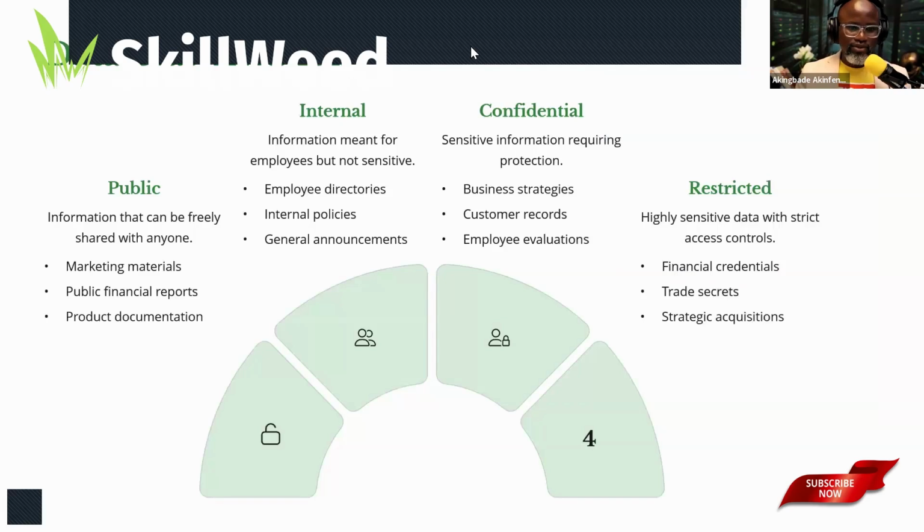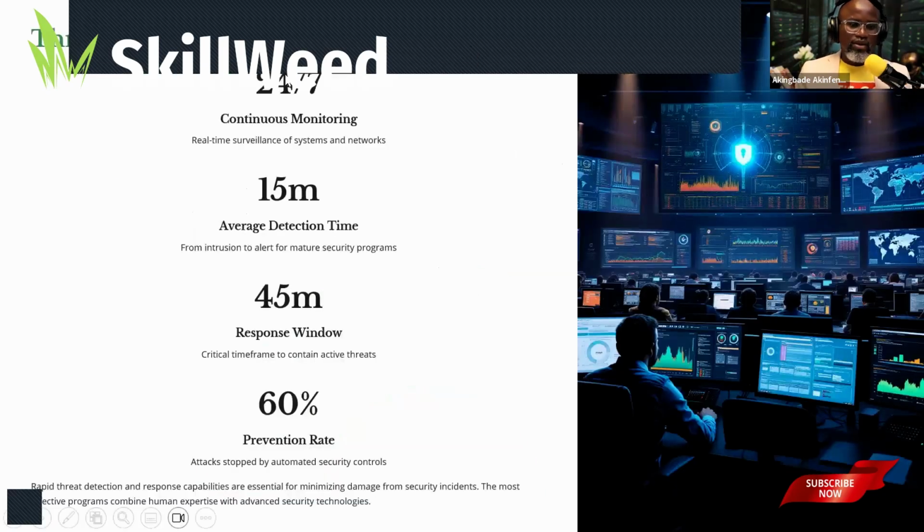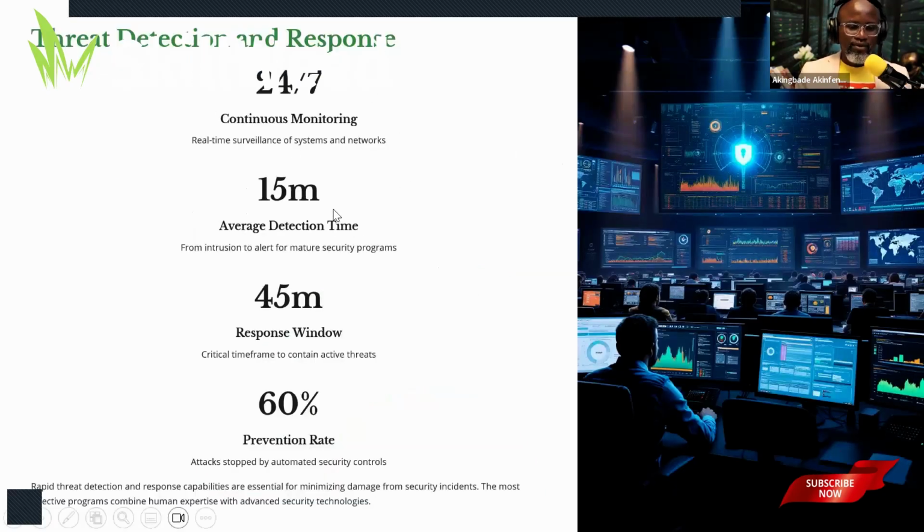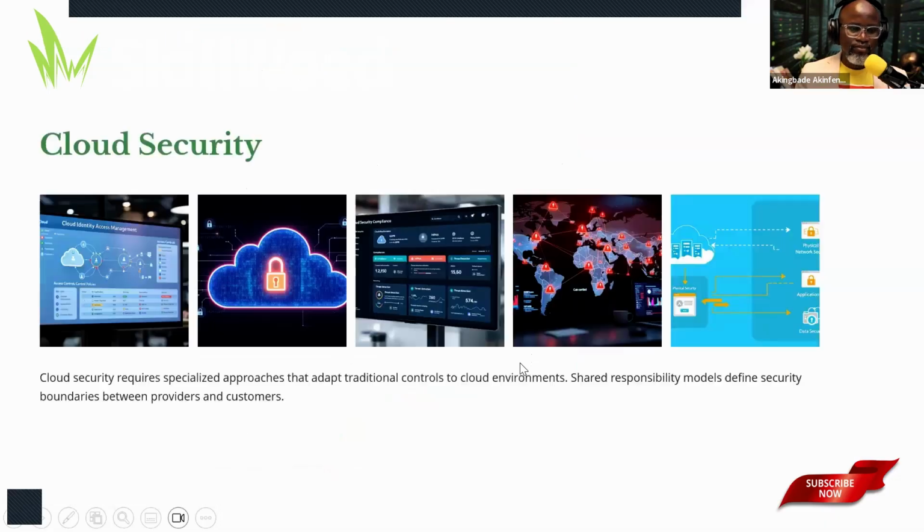All right, let's go. So this is just giving some basic threat detection and response, a sample: 24/7 monitoring, average detection time 15 minutes, response window 45 minutes, prevention rate. It's just showing a general example of statistics out there.